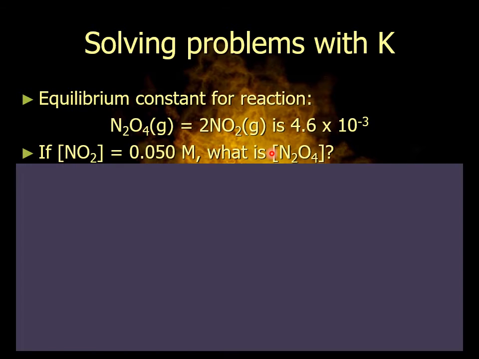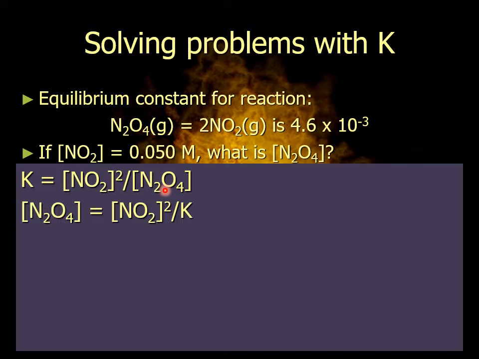So let's start off by writing what the K expression is. NO2 squared on top, N2O4 on the bottom. I'm looking for N2O4, so I need to do a little bit of rearranging. So in one fell swoop, I multiply both sides by N2O4 and divide both sides by K. You should work through that to make sure you're following along. So N2O4 is now equal to NO2 squared divided by K.